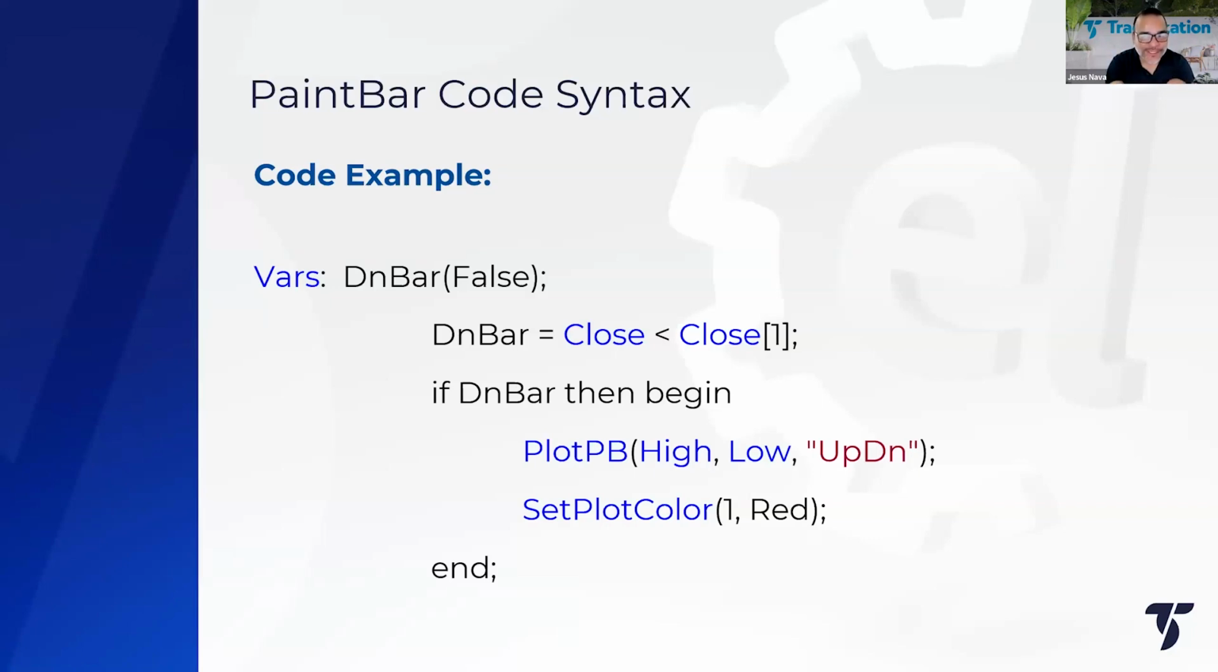But let's go ahead. This is just an example of how the syntax would look when you create a paint bar. In this case, this is a down bar. Close is less than the close of one bar ago. If the condition is true, then it paints the bar. We can recreate this example since it's part of the PowerPoint presentation, and you can see how easily we can do it on the TradeStation platform.